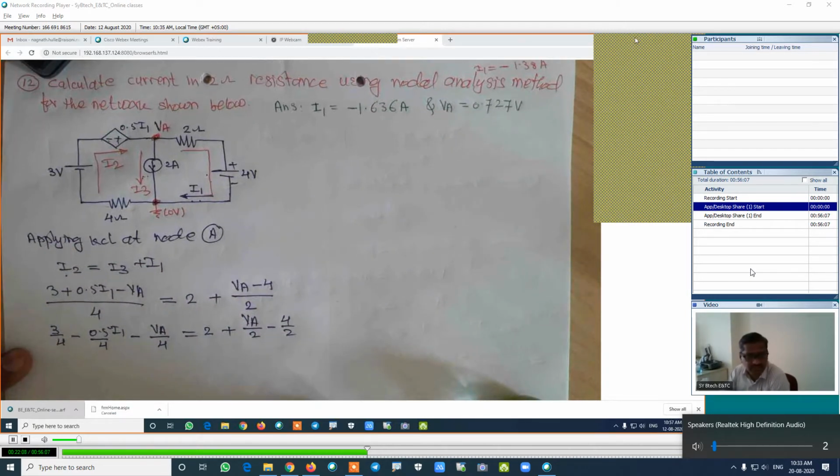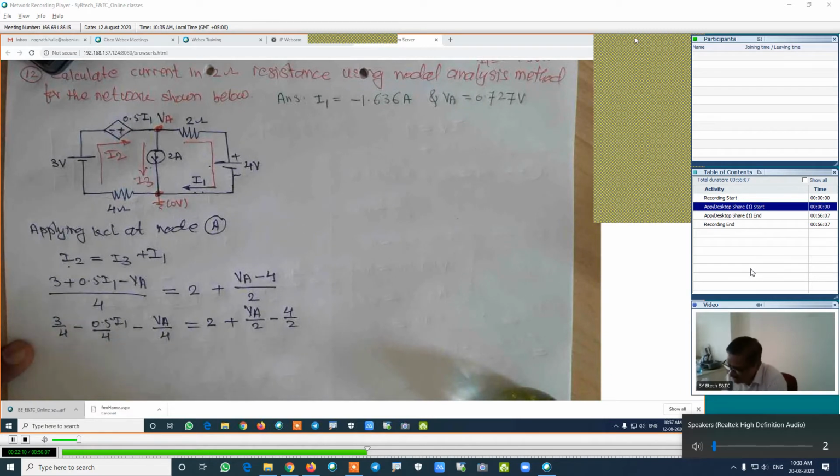Now here what we will do, we will shift these values to the next side and all constants on the left hand side. If we are shifting this value to the next side and taking VA as common, in that case it will be 1 by 4 plus 1 by 2. Is it right? Then if we are shifting this I1 value to the next side, it will be plus 0.5 divided by 4 into I1.